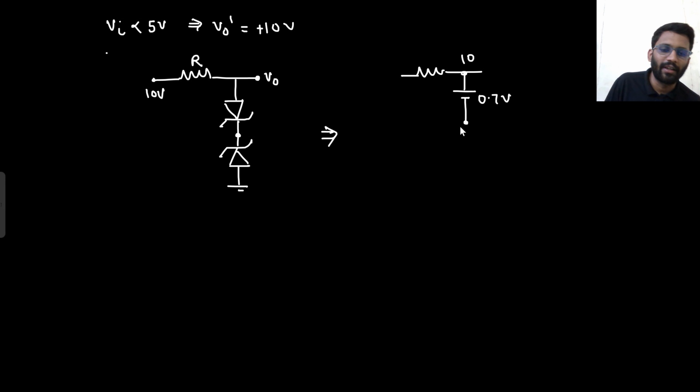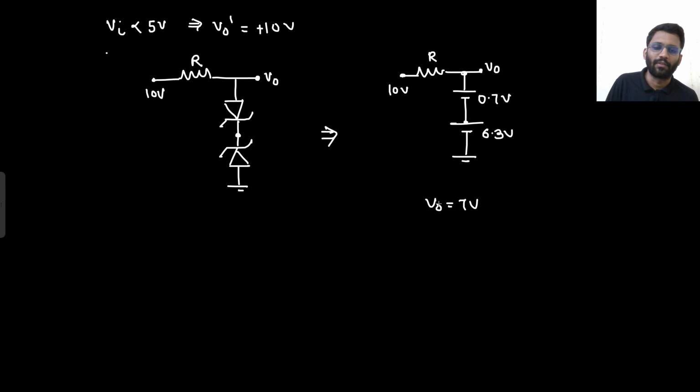This goes into breakdown and it will be replaced with a battery of 6.3 volt, and this was 10 volt. This was R. So what is your V naught? Your V naught is 7 volt, right? Your V naught is 7 volt.